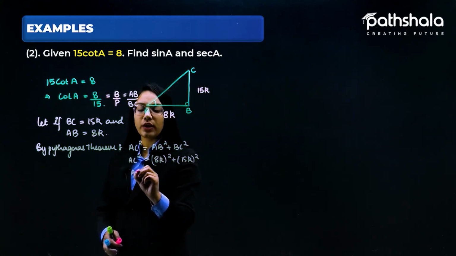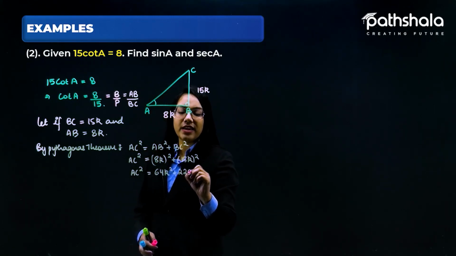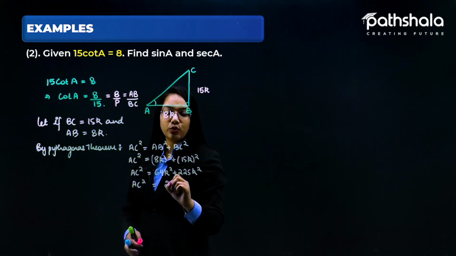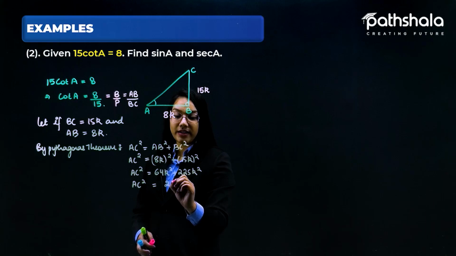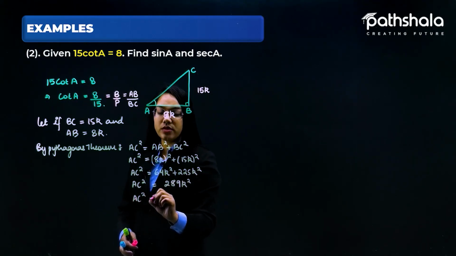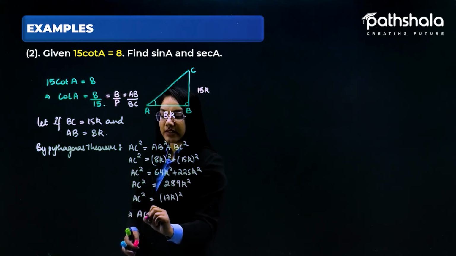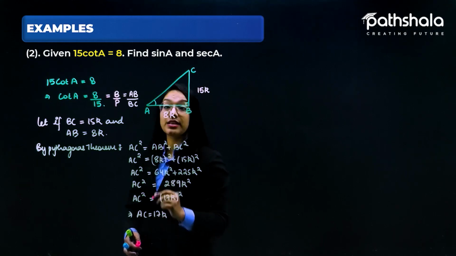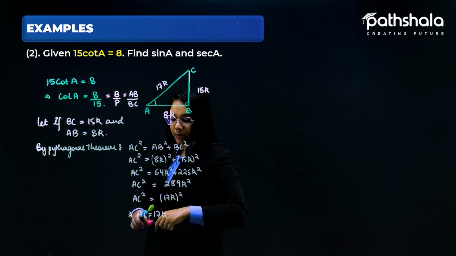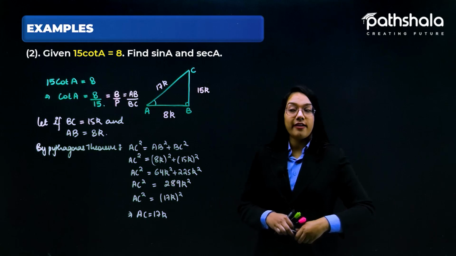Let's sort it out. AC squared is equal to 64k squared plus 225k squared, which gives AC squared equal to 289k squared, and this is 17k whole squared. So we get the value of AC as 17k. Since the hypotenuse is 17k, now we can find the trigonometric ratio of any particular sine, cos, tan, and so on.